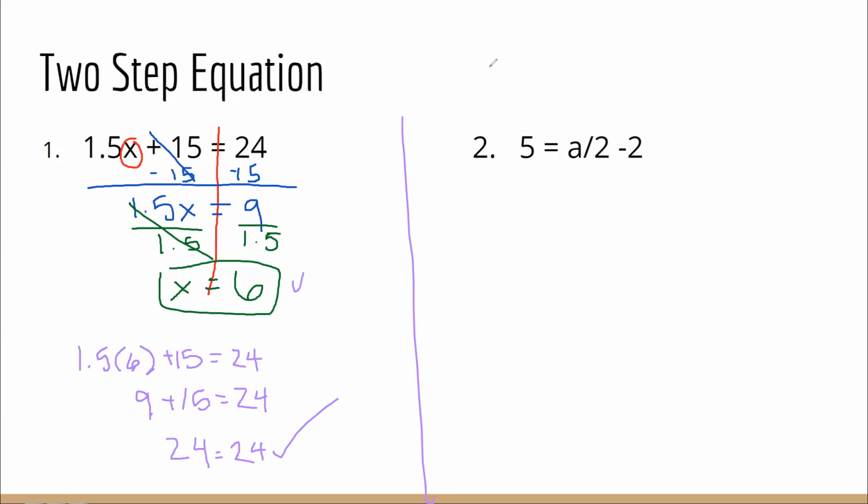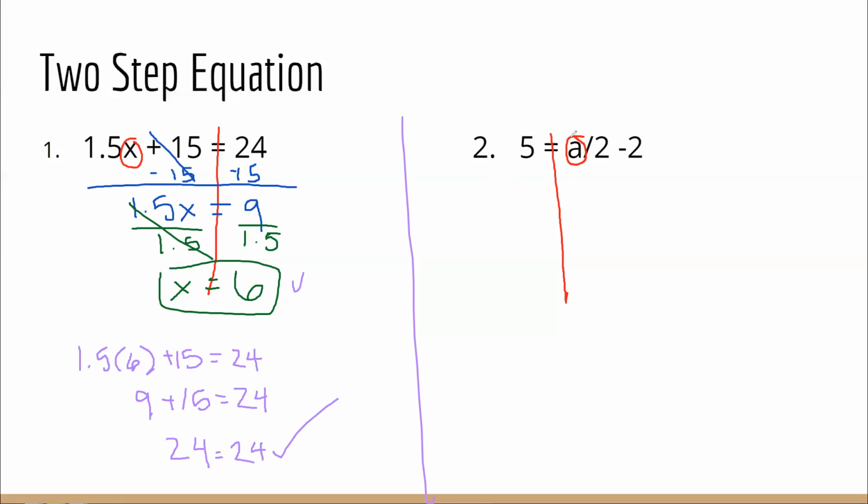So for this one, first thing I should always do is draw my line, and then I always like to circle my variable. Next, I'm going to check to make sure that nothing needs simplified, and in this case, nothing does. So I'm going to move on to step number 3, which is my addition or subtraction to both sides.